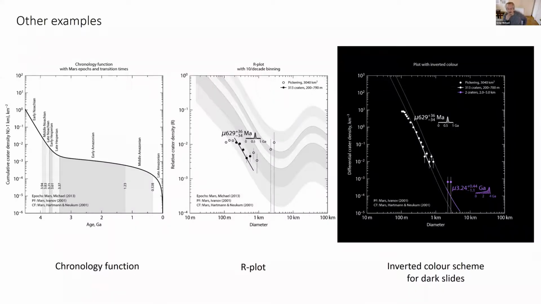So here's a few example output plots. This is what you can make with these command lines. So here's a chronology function output plot with epochs labeled on there. That's all done automatically. Here's an R plot showing the epochs in shaded bands with an age measurement superposed. You can make inverted color scheme plots if you'd like to make them for slides with black backgrounds.